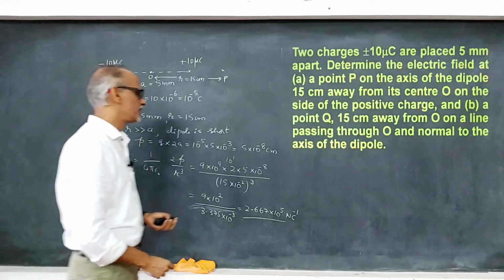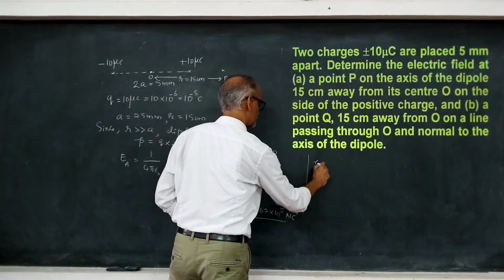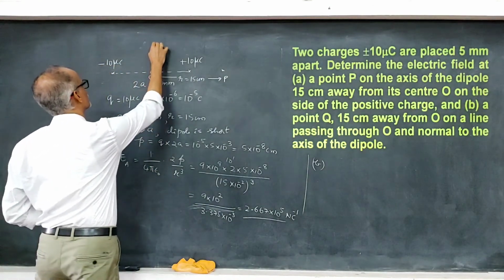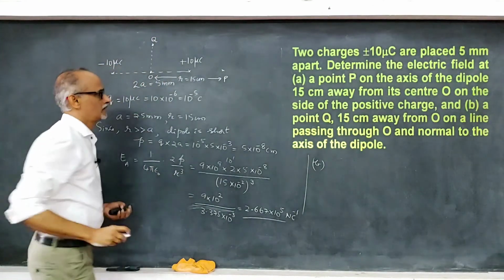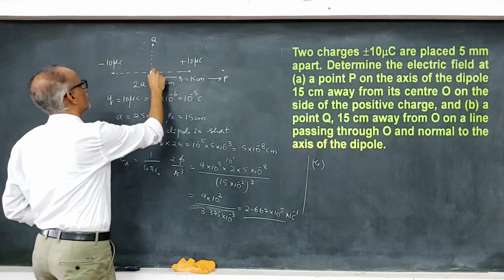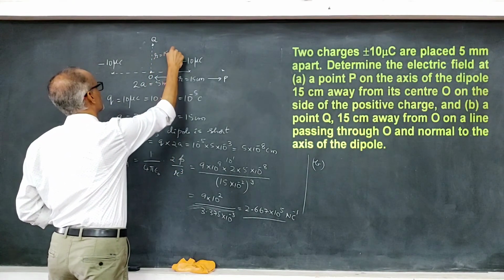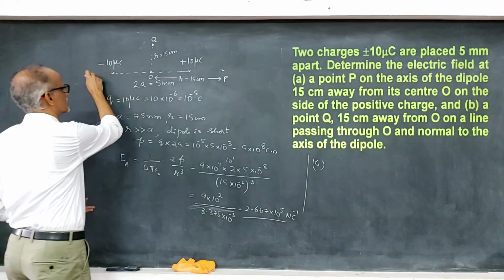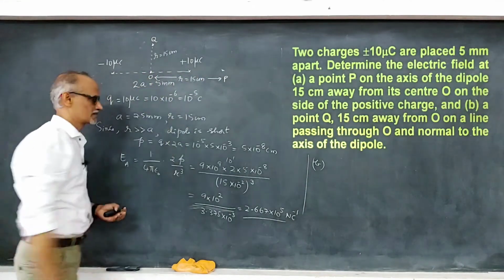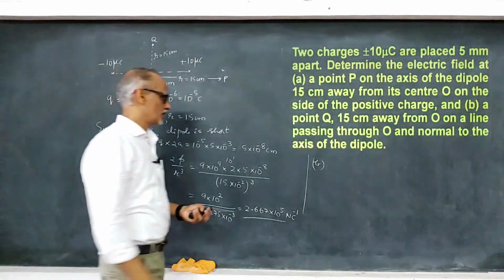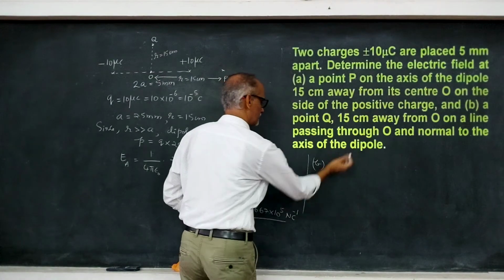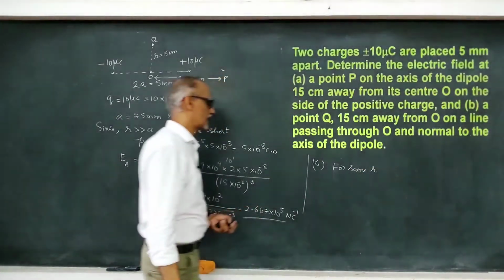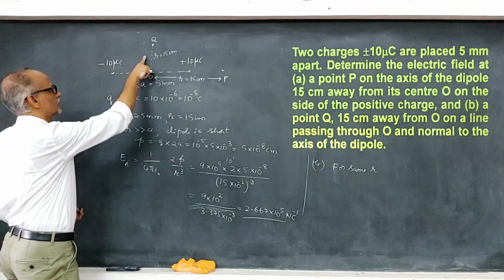Then we have another option, option B. A point Q. So we have another point Q here, which is 15 centimeter away from O. So R is again 15 centimeter away from O, normal to the axis of the dipole. Normal means perpendicular to the axis. So at a point on the equatorial line, the value of R is the same in both cases. Here also 15 centimeter, here also 15 centimeter.